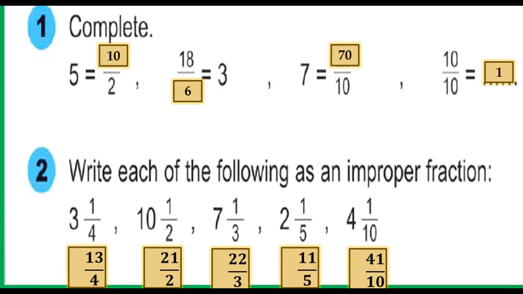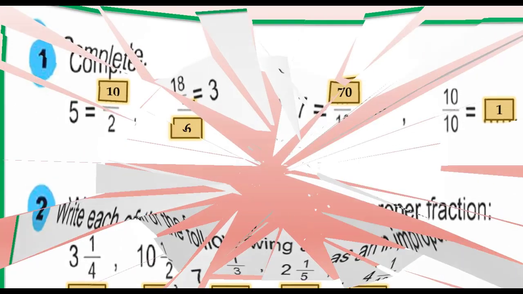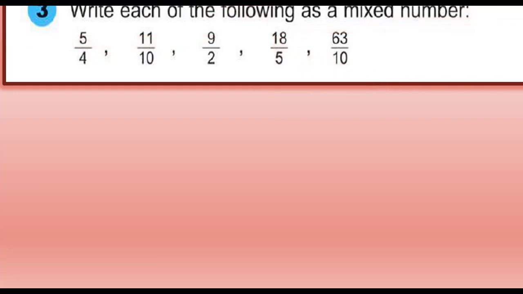So, when we want to convert a mixed number to an improper fraction, multiply the whole number by the denominator, then add the numerator, and don't forget to write the same denominator. Write each of the following as a mixed number. Now we want to convert this fractional form to a mixed number. 5 over 4.